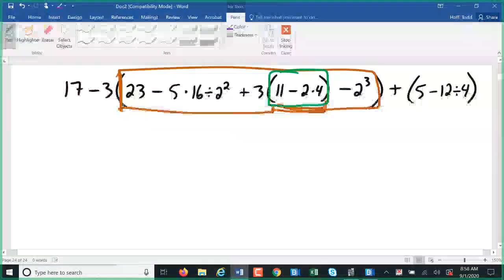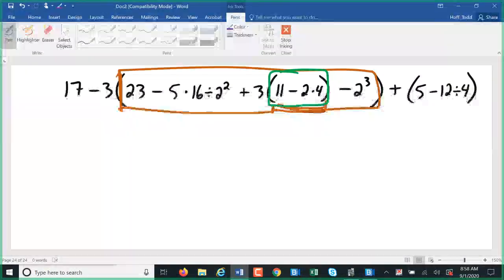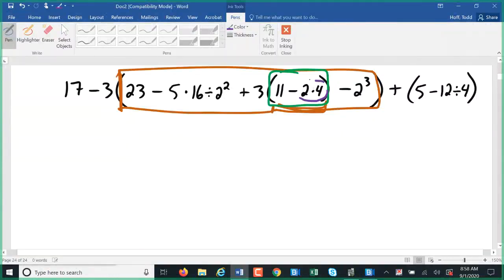So in there, we're still applying order of operations. No more enclosing symbols. There are no exponents. So now, multiplication, 2 times 4. 2 times 4 is 8. So I replace it with the 8. Then I'm very careful to rewrite everything else exactly the way it was.